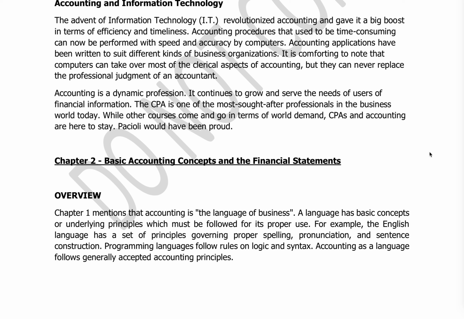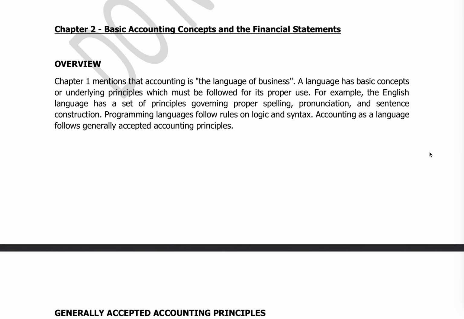But, what is important here is that from the manual recording, it has emerged and it has developed into using information technology in order to facilitate the ease of recording and to facilitate the speedy preparation of financial statements. Okay. So, sabi nga, di ba, na accounting is a dynamic profession. It continues to grow and serve the needs of the users of financial information. And now we're using different accounting technologies.